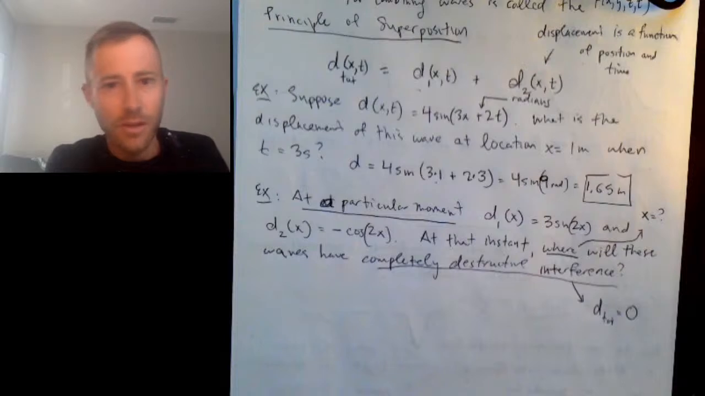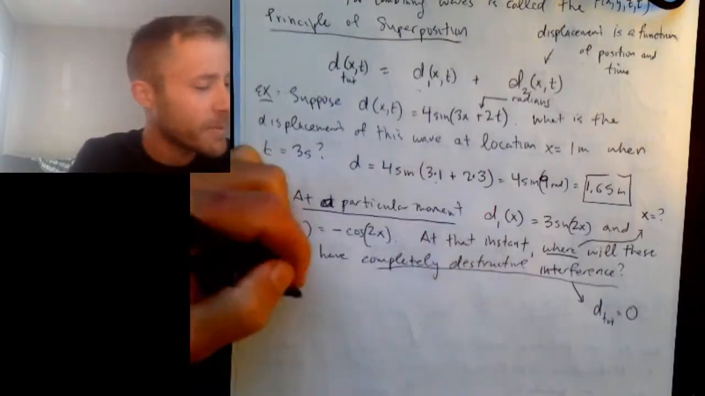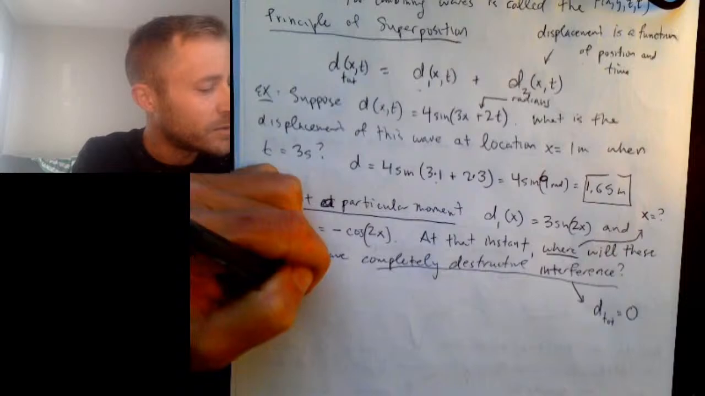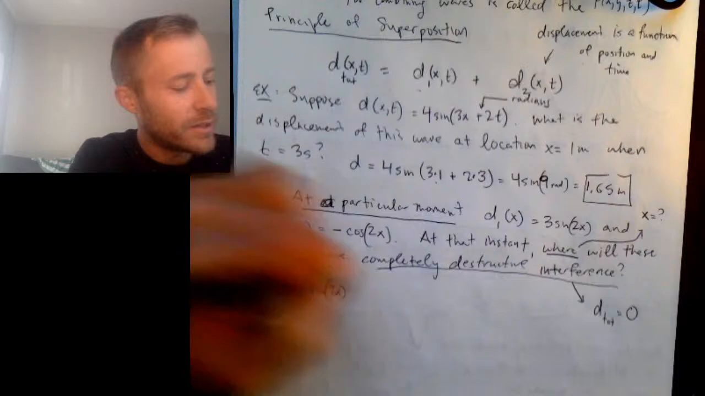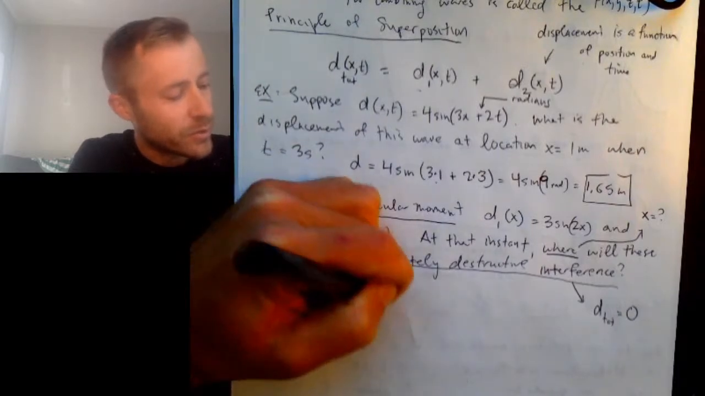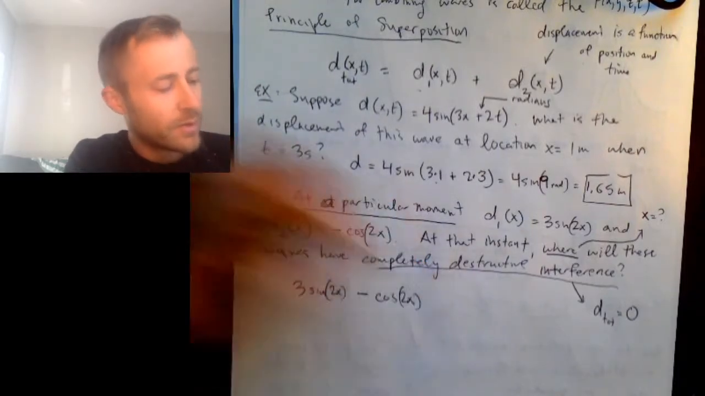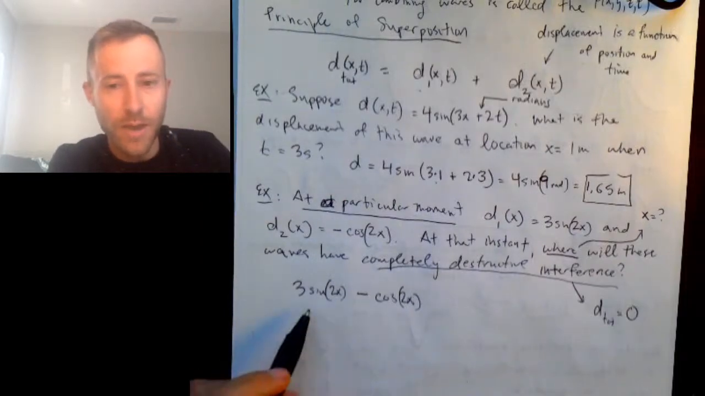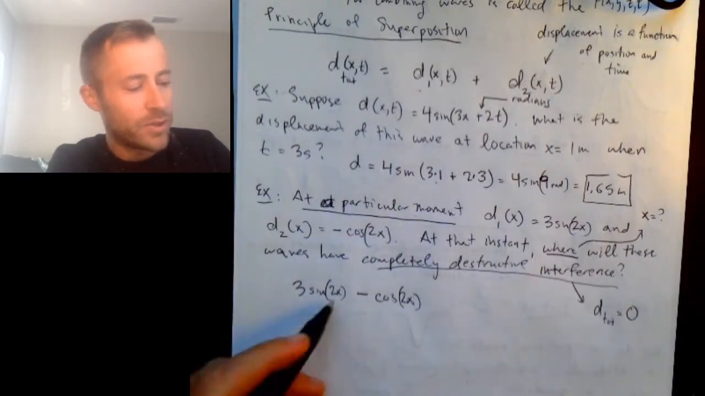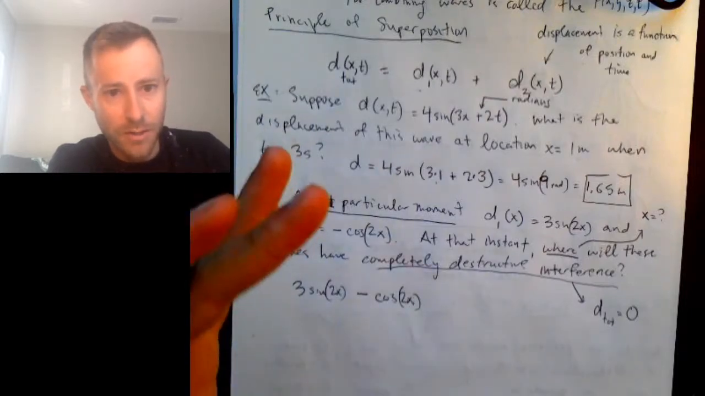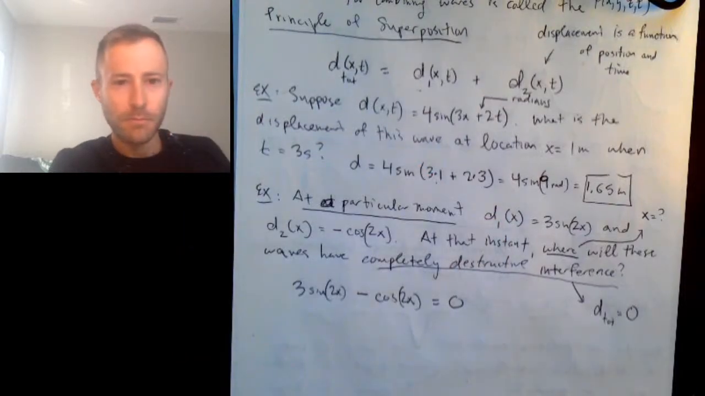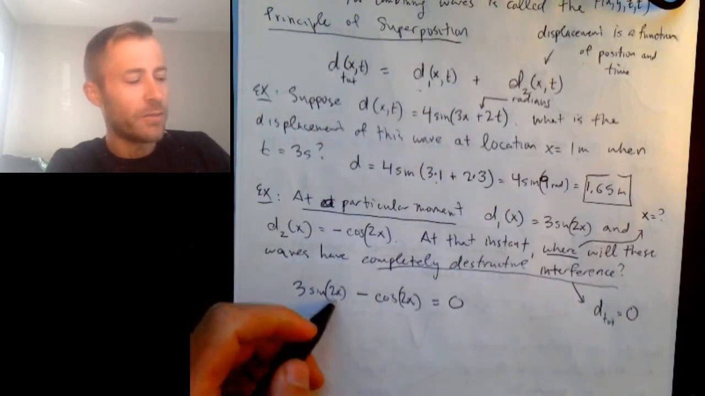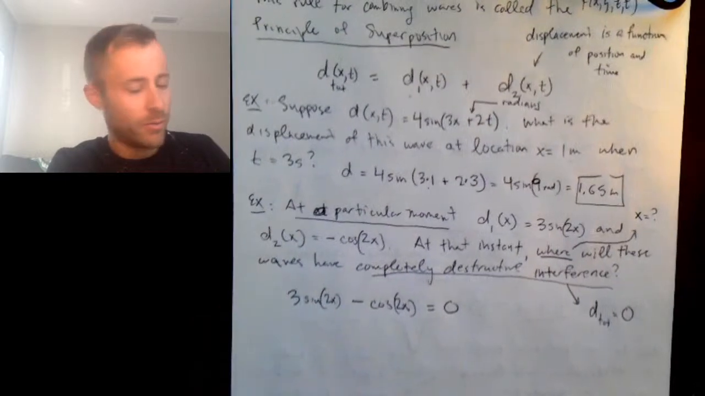at that location. So I take my d1 of x, which is 3 sine of 2x, and then I add it to my d2, which is minus cosine of 2x. So this is the size of the total wave at position x at a particular moment in time. And I want to set that equal to 0. And that'll give me an equation for x where they completely cancel each other out. So let's try it.